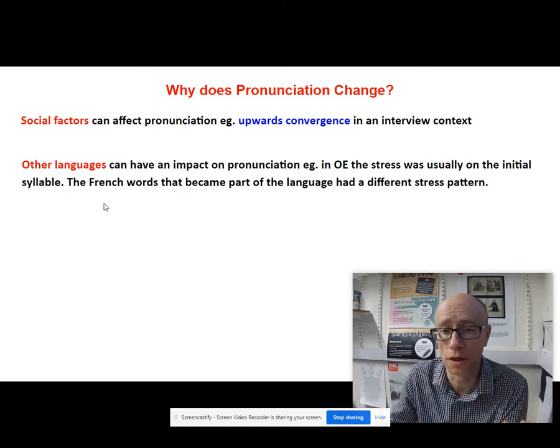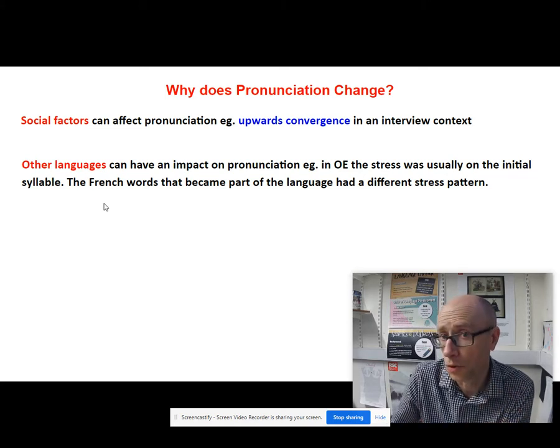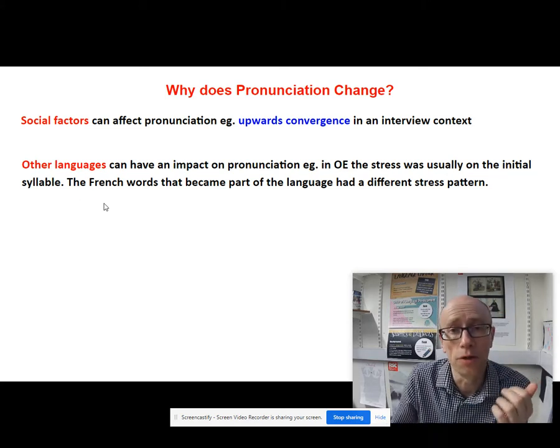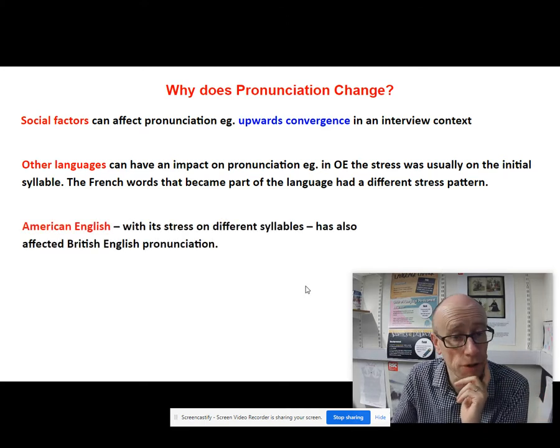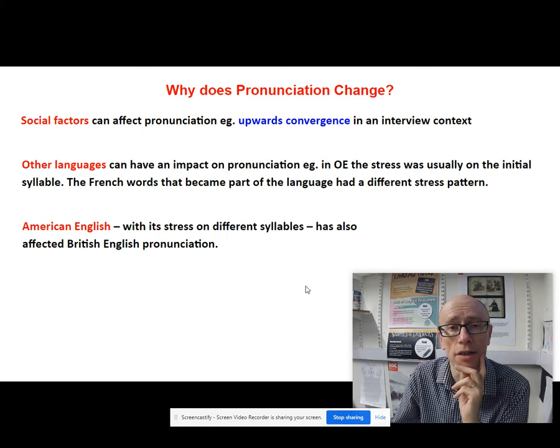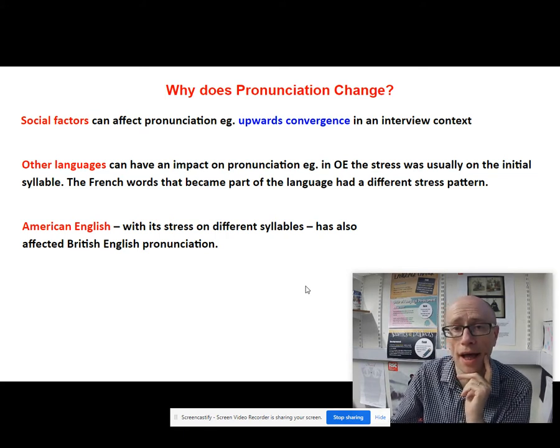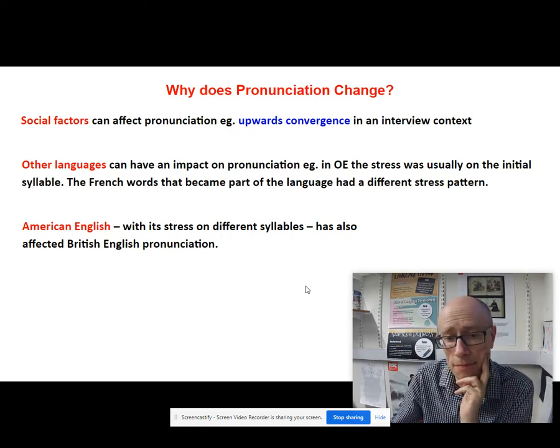So the main point is that other languages, whether it be Old Norse, Viking, or whether it be Norman French, they have had an impact on pronunciation. And of course, you can link in with American English as well, with its stress on different syllables. Take this word B-A-L-L-E-T. How do you say that? Is it ballet or is it ballet?